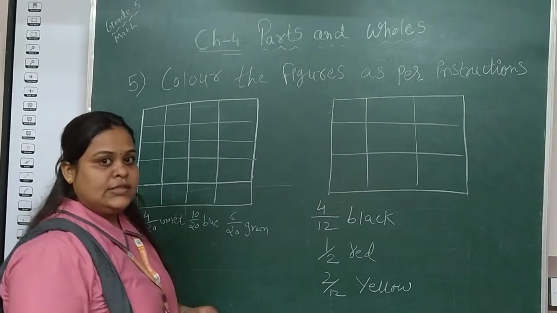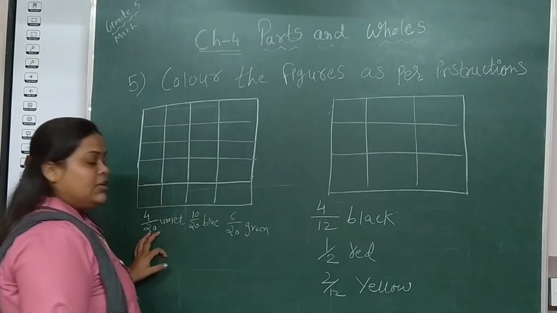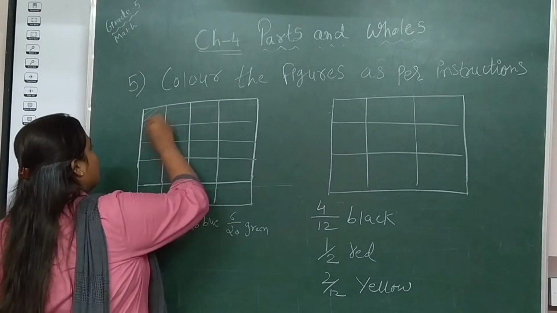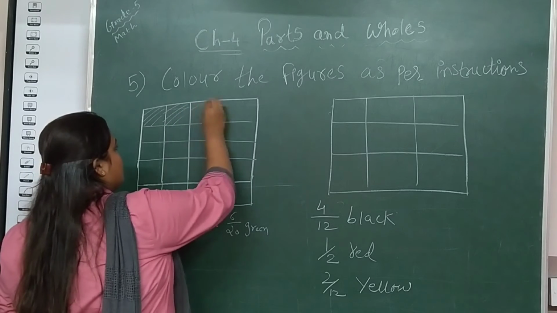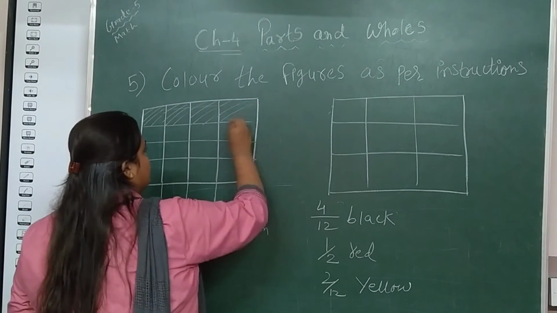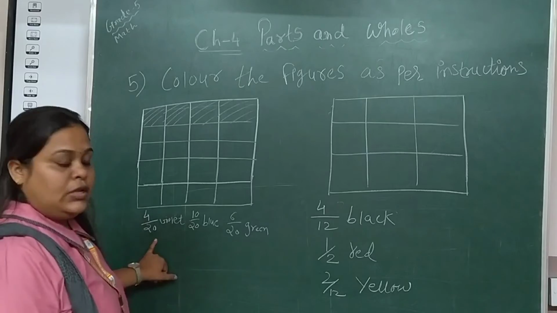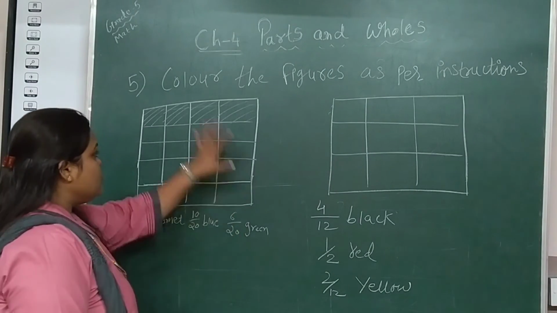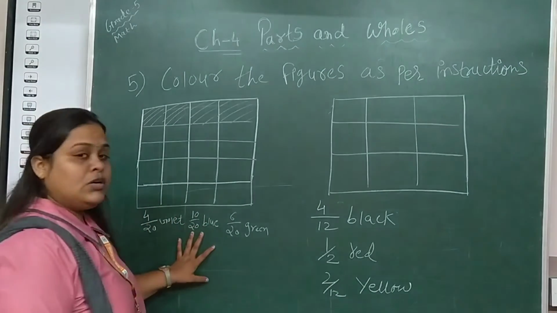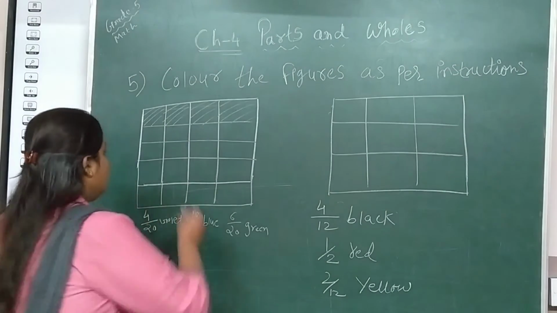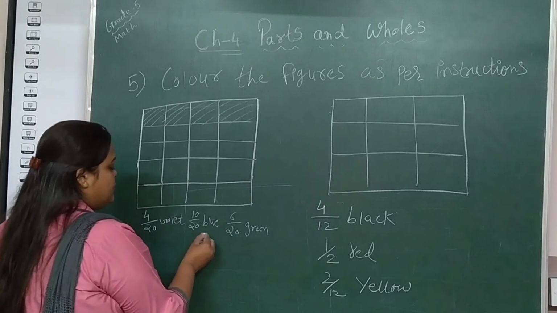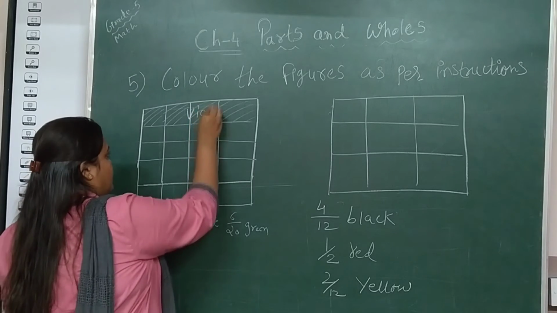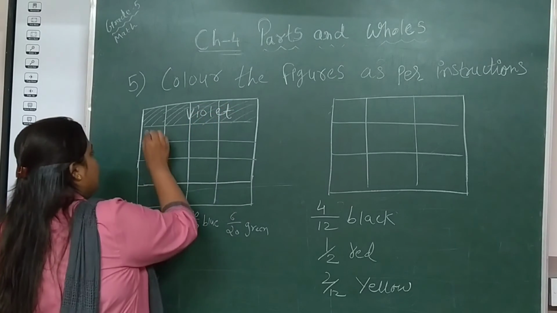So now next one is 4 by 20. A total of 20 boxes are there. What are we supposed to do? Here 4 we are supposed to color violet. So now 1, 2, 3 and 4 we color violet. Now see, here the total 20 is given, here 20, here 20. So from this 20 we are supposed to color violet, blue and green. Now 10 we are supposed to color blue. So this will be violet. Now 10 will be blue.